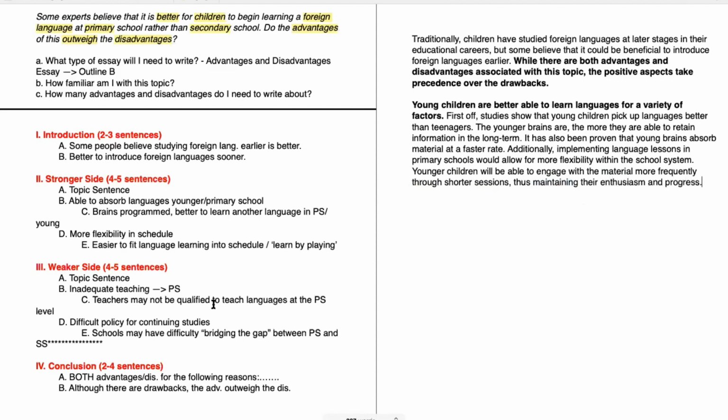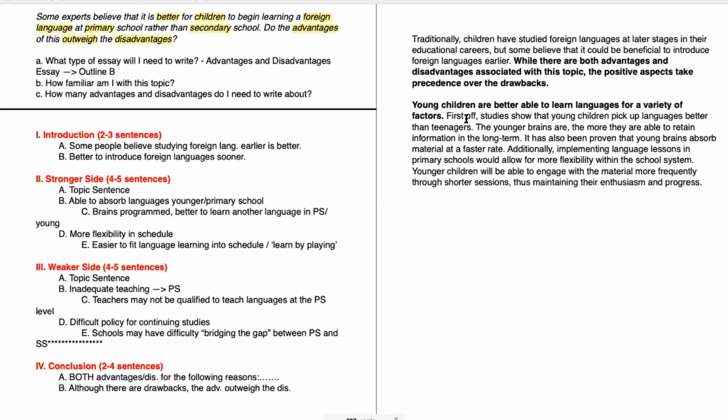And this is how I've talked about learning by playing, easier to fit into the schedule. I haven't necessarily used this phrase, learn by playing. It's just something that sparked my memory and something that I thought of in the outline stage. So don't be afraid to use different phrases or different words as you're writing as it comes to you.